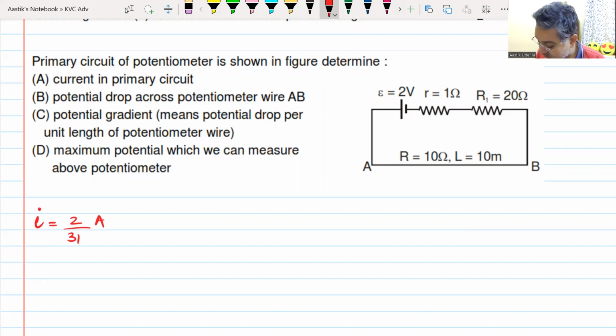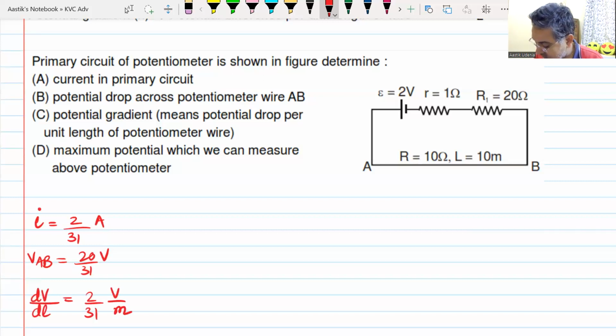What is the potential difference across the points A and B? 20 by 31 volts. What is the maximum potential difference that can be measured with this potentiometer wire? 20 by 31. What is the potential gradient dV by dL? 2 by 31 volt per meter. Do we understand this, or has this gone above our heads? Understood, sir.